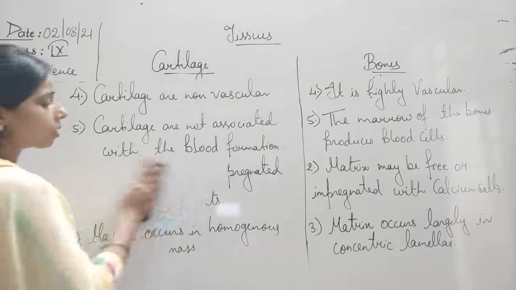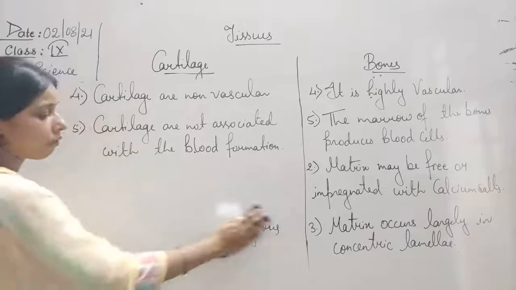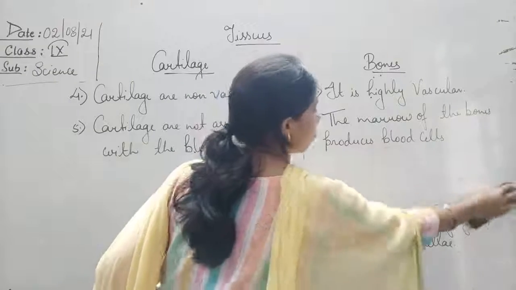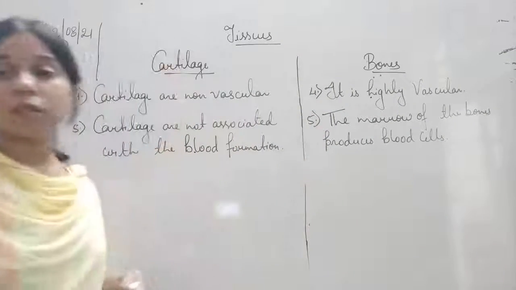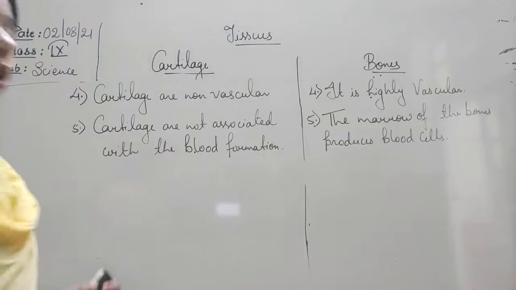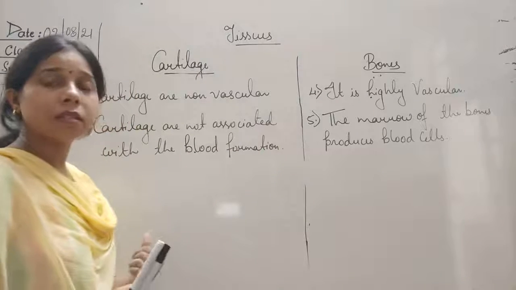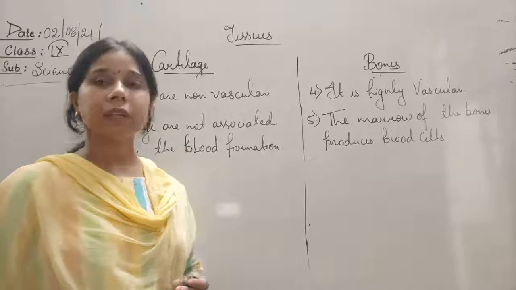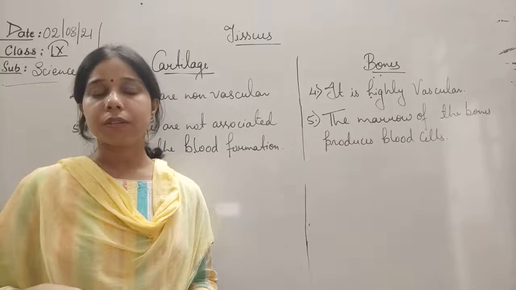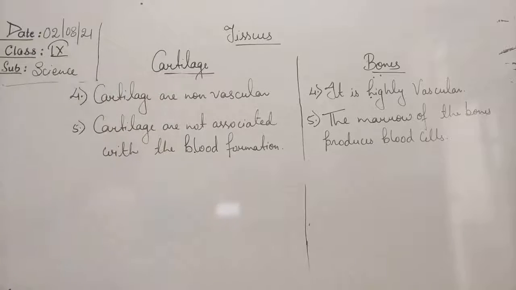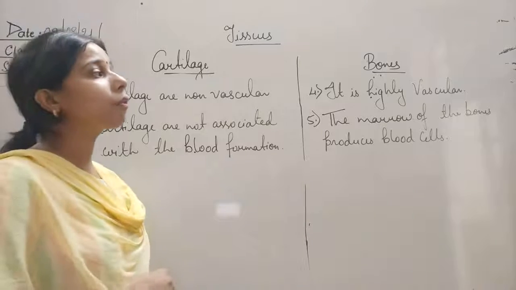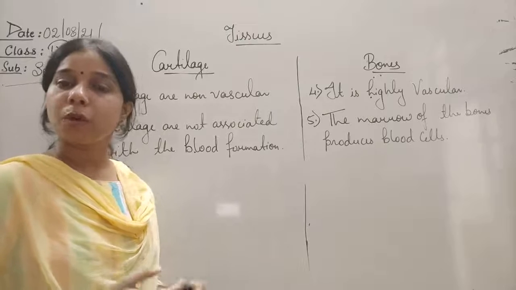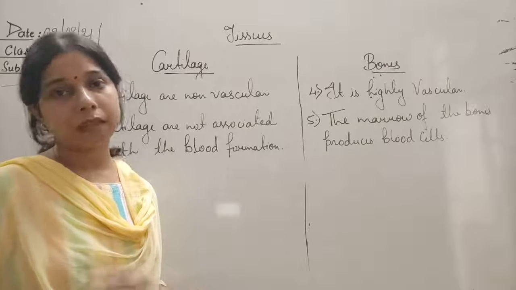Next is the chondroblast, which is present in case of a cartilage as well as in case of bones. Chondroblast in case of a cartilage is none other than the cells of the cartilage. They do not have any specific shape, they are always irregular in shape, while in case of bones, they are oval in shape. So these are some of the differences between the bones and the cartilage, students.